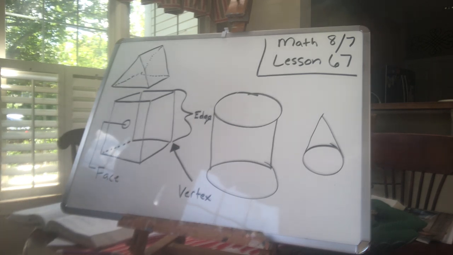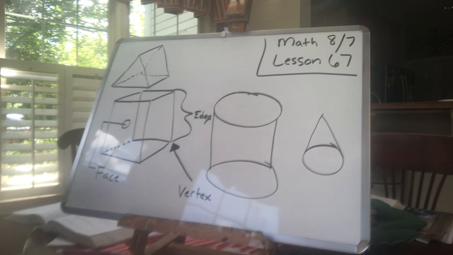Let's see. And then it says how many faces, edges, and vertexes does a cube have? Okay, you've got to figure out that one. It has 6 faces. It has 12 edges. We talked about that. And it has 8 vertices. You need to figure that out.